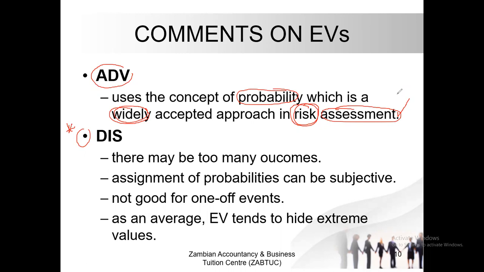What are the problems? When there are too many outcomes, your analysis can become a bit complex. There are just two. One, two, three. How do you assign probabilities? Assigning probabilities can be subjective, like the 0.1, 0.6, and 0.3 that we had. Where did these figures come from?